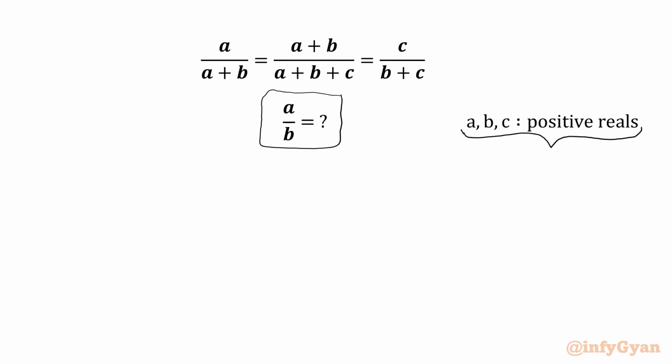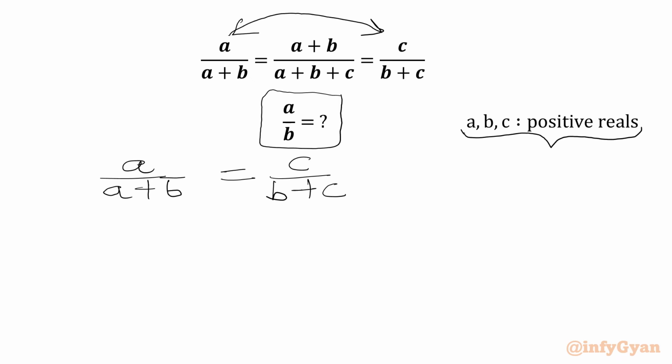So let's get started by equating these two. We can write a over a plus b equal to c over b plus c. As we have a, b, c positive real numbers, the denominator cannot be 0. The sum of 2 or 3 positive numbers cannot be 0. Now we will cross multiply.